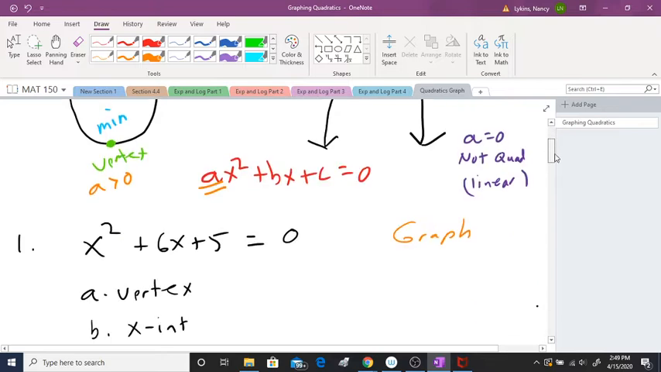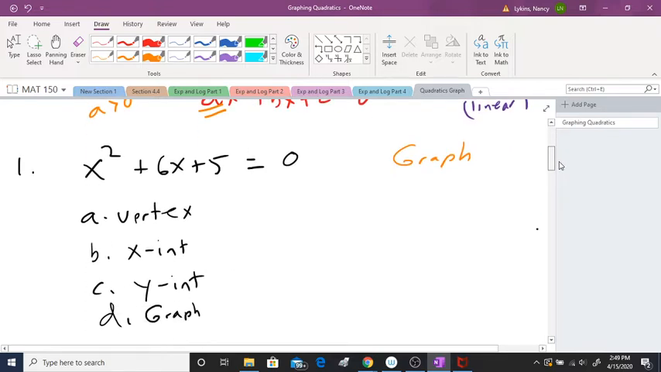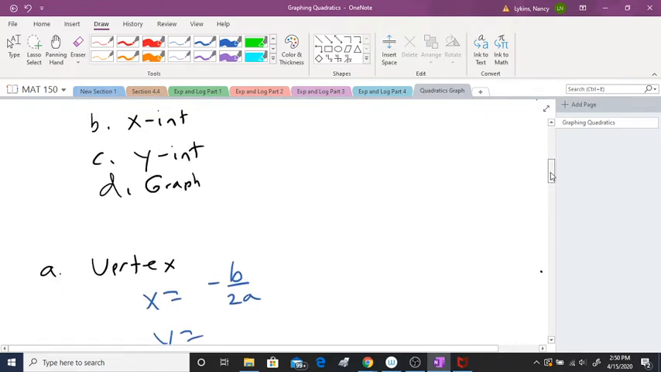Now, if I give you this quadratic x squared plus 6x plus 5 equals 0 and ask you to graph it, there are several points that are very important to this graph. One is vertex, x-intercepts, y-intercepts, and then finally to graph it. The vertex is always negative b over 2a.